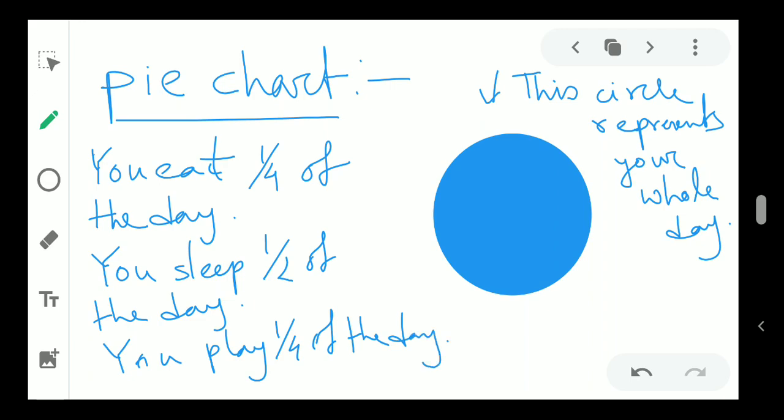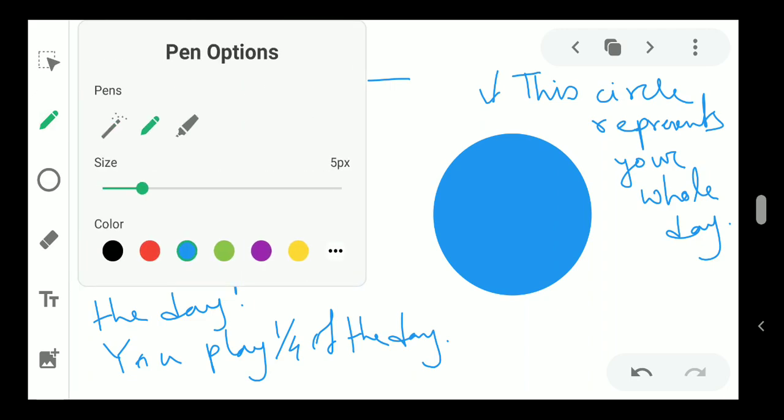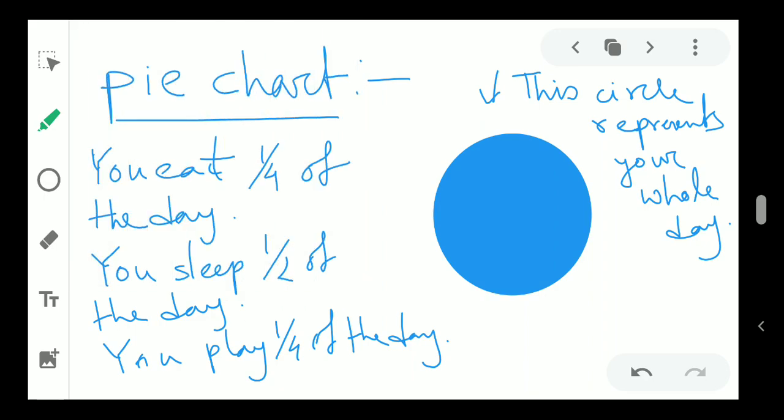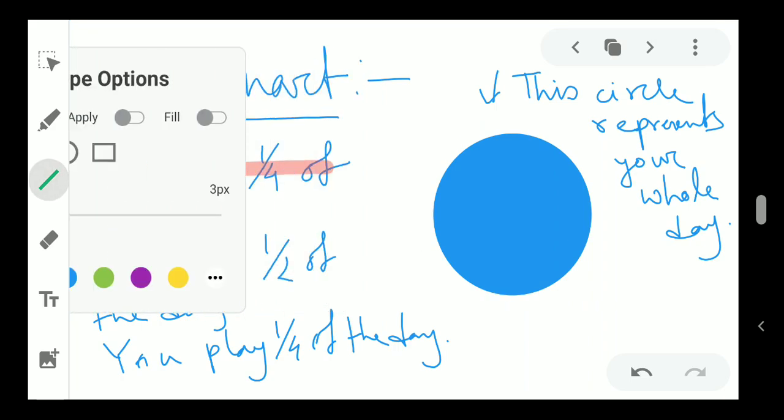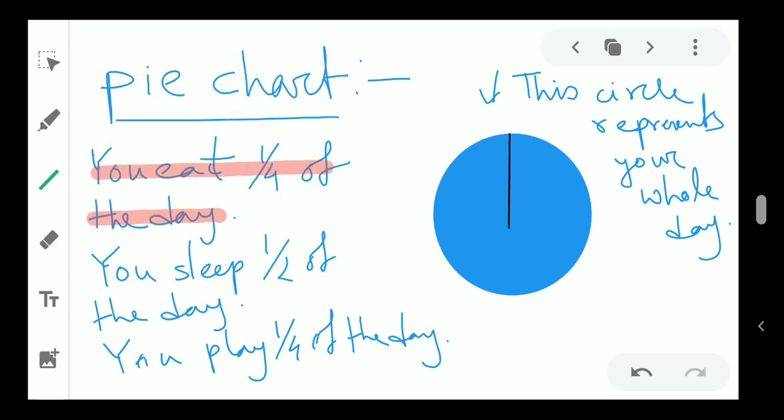So now you have to show this in the picture. In the pie chart we are going to plot this. How to plot this? Let's say you eat 1/4 of the day. This I will show with red color. So 1/4 means if I divide the circle into 4 parts, let me increase the size. So if I divide this, I will get 4 pieces now.